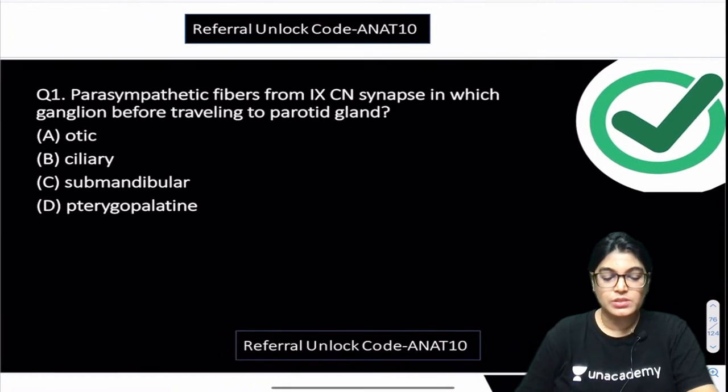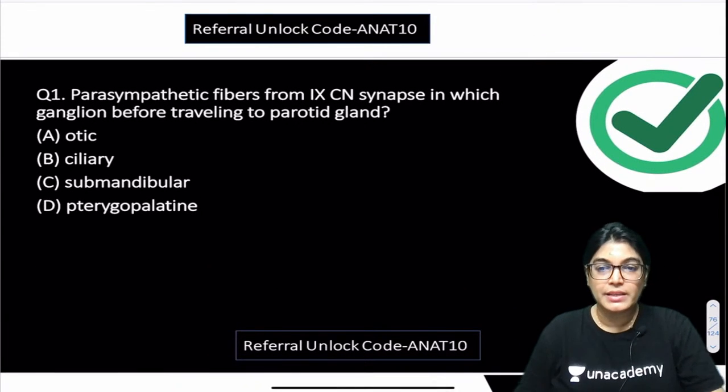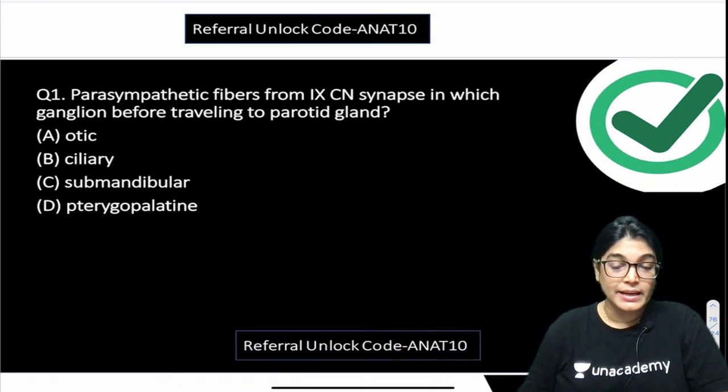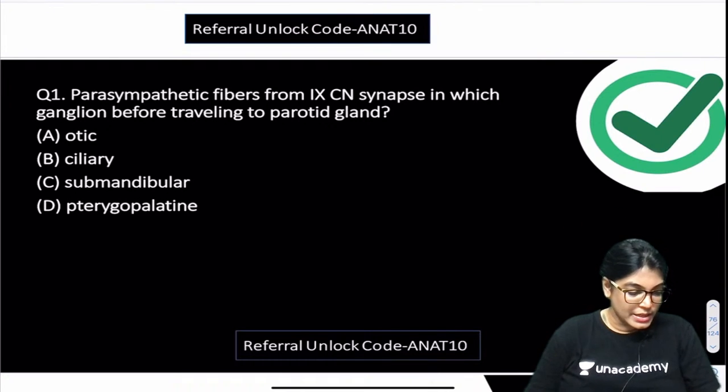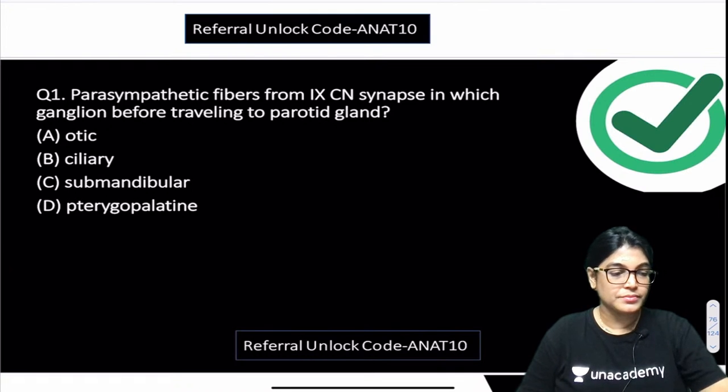Now I would like to start with the first MCQ. Everyone, are you ready? Let's start with the first MCQ. Altogether there are 10 MCQs for today's session. So let's start with the session now.